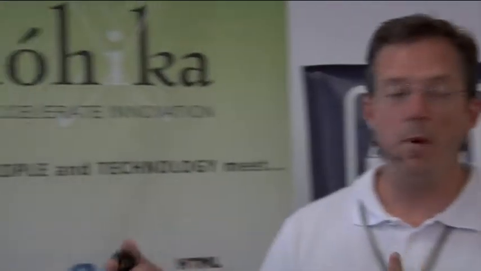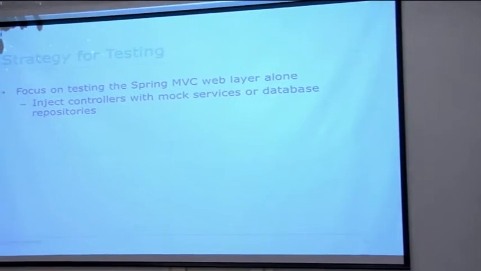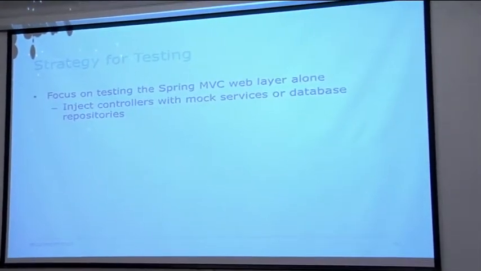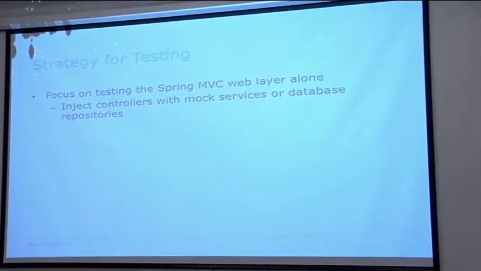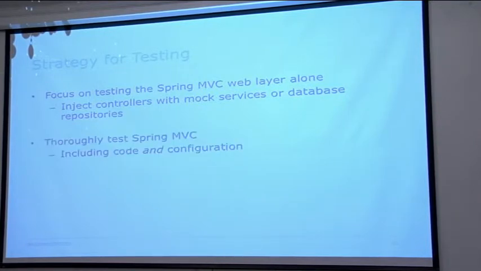In terms of strategies, you should focus on testing the Spring MVC web layer alone. Basically, that's a standard testing strategy: focus on one layer or one unit, or as small a piece of the application as you can. And to do that, you would want to inject into your controllers mock services or mock repositories. So whatever collaborators your controllers have, you want to mock those out, following the standard POJO programming model and programming to interfaces, which makes it easy to provide mocks.